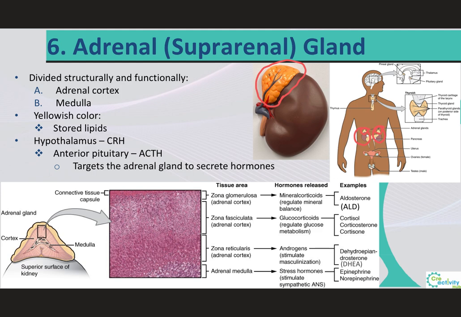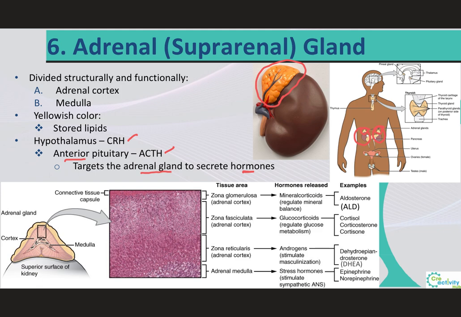For the adrenal glands to secrete their hormones, they will need to be influenced by the hormones that are released from the anterior pituitary. But first, the hypothalamus is the one that secretes the corticotropin releasing hormone that will then send a signal to the anterior pituitary gland to secrete the adrenocorticotropic hormone. And this hormone is the one that will act on the adrenal glands to stimulate them to secrete their hormones.